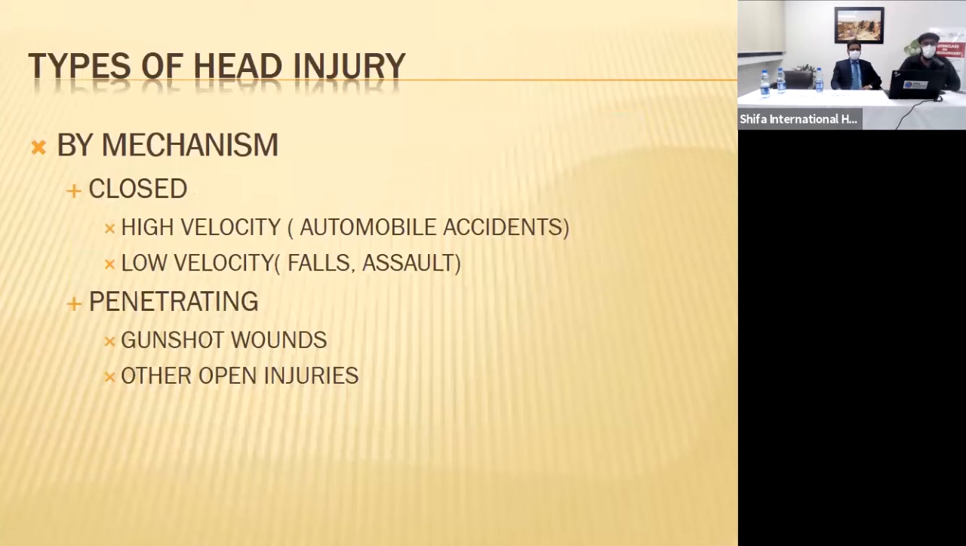So how do we classify head injury? We can classify head injury in different ways. If we start off by mechanism, there may be a closed head injury or a penetrating head injury. If there is a closed head injury, we can have a high velocity injury or a low velocity injury. The high velocity from automobile accidents and low velocity from falls or direct blow, that is assault. And if there is a penetrating injury, then we can have gunshot wounds or other open injuries, such as injury from a knife or a dagger.